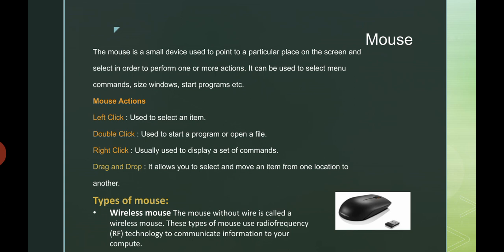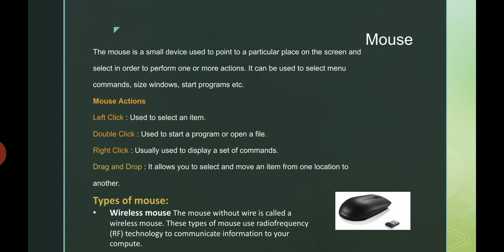Here are the four actions which are performed by the mouse. The very first action is left click, second is double click, third is right click and fourth is drag and drop. Basically, left click is used to select an item. Double click is used to start a program or open a file. Right click is usually used to display a set of commands. Drag and drop allows you to select and move one item from one location to another location.